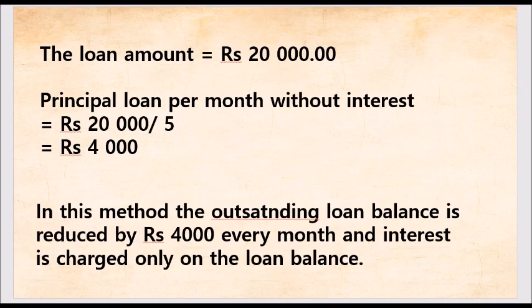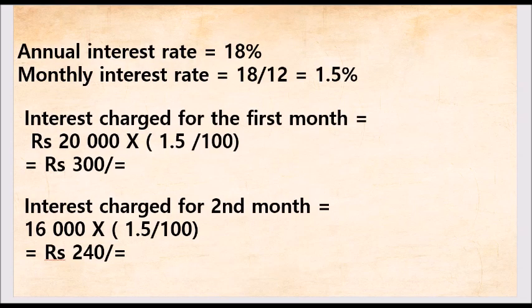I think you have got that idea. Let's move to the calculation. You can see the first statement. Annual interest rate is 18%. We are going to calculate always monthly interest. Therefore, you divide that by 12 because there are 12 months in a year. We get the answer 1.5% for the month. Right. Using that rate, we can calculate the interest charge for the first month.